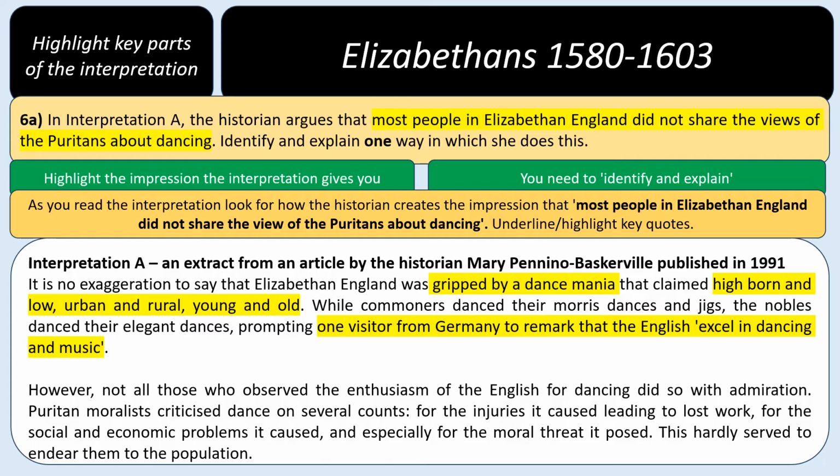Another good quote is that a visitor from Germany remarked that the English excel in dancing and music. So the fact that a visitor from abroad has noticed this about the English suggests that people in England enjoy dancing, and the fact that they excel, they are good at dancing, suggests that they enjoy doing it. So there's 3 different examples of how the historian builds that impression within their answer.